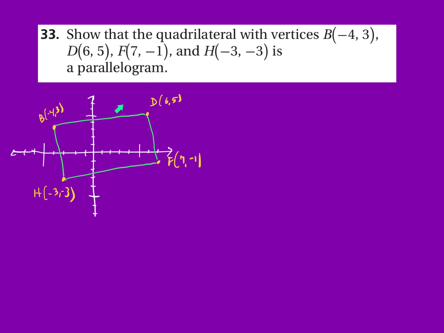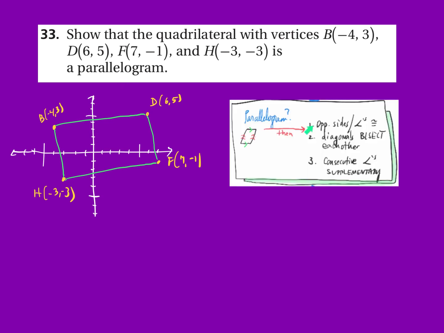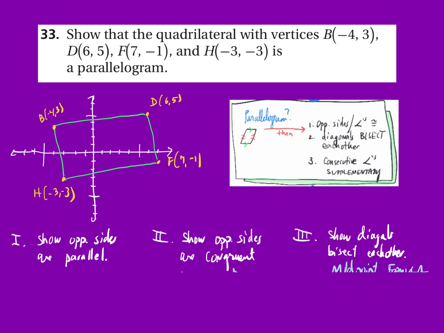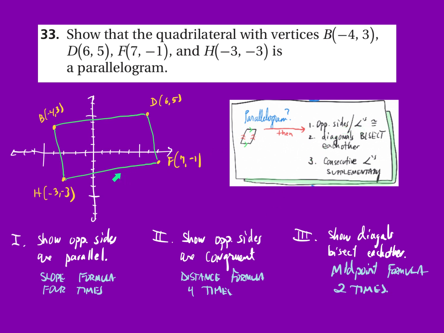Alright, first of all, graph that sucker. Then we can prove it's a parallelogram. How? If any one of these things is true, then it's a parallelogram. Alright, so if we show that opposite sides are congruent, then that's this one. Then it'll be a parallelogram.